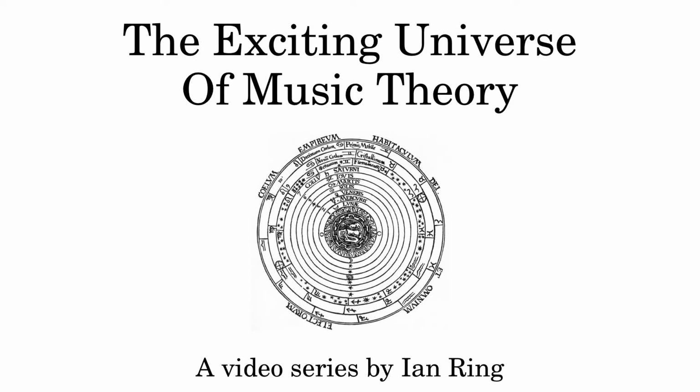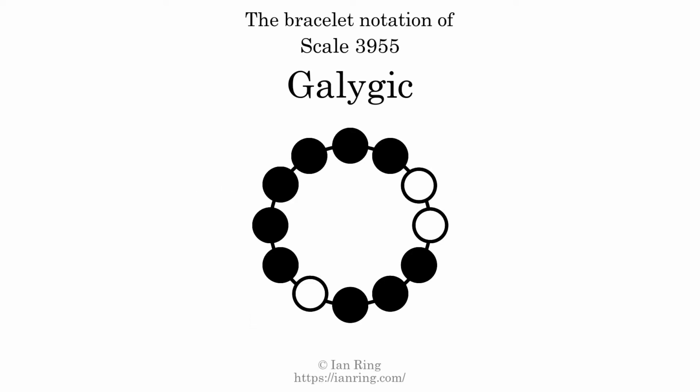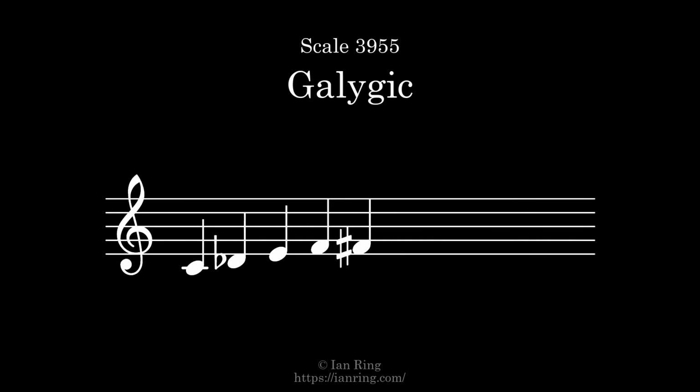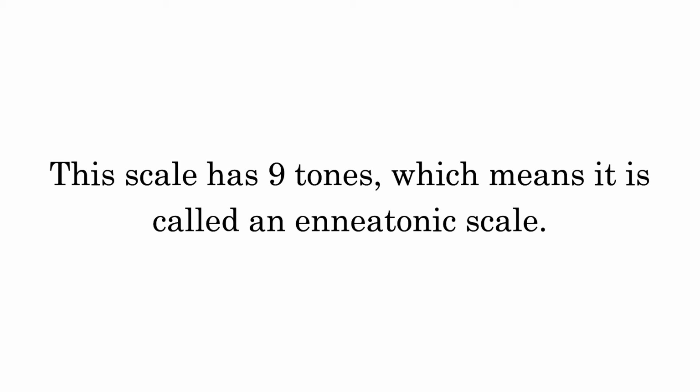Welcome to the exciting universe of music theory. Are you ready to learn? Then let's begin. Today we will talk about scale 3955, Galygic, which sounds like this. This scale has 9 tones, which means it is called an enneatonic scale.